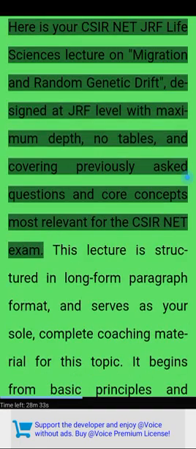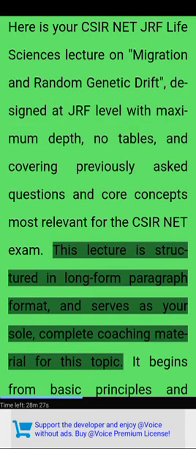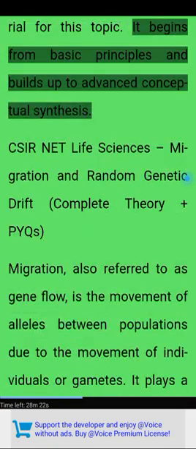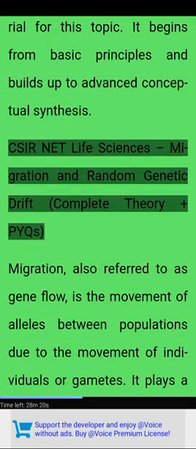Here is your CSIRNet JRF Life Sciences lecture on migration and random genetic drift, designed at JRF level with maximum depth, no tables, and covering previously asked questions and core concepts most relevant for the CSIRNet exam. This lecture is structured in long-form paragraph format and serves as your sole, complete coaching material for this topic. It begins from basic principles and builds up to advanced conceptual synthesis. CSIRNet Life Sciences, migration and random genetic drift, complete theory plus PYQs.